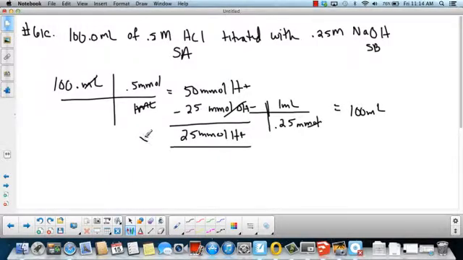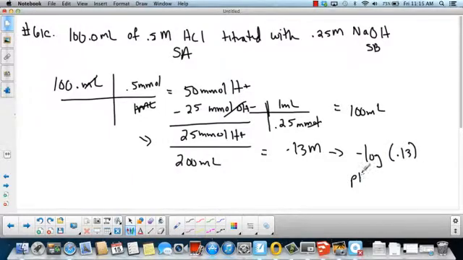All right, so for my new concentration, I take 25 millimoles, I divide it by 200 milliliters. That gives me a new hydrogen ion concentration of 0.13 molar. I plug that right into my pH equation, so I take the negative log of 0.13, and that gets me a pH value of 0.89.